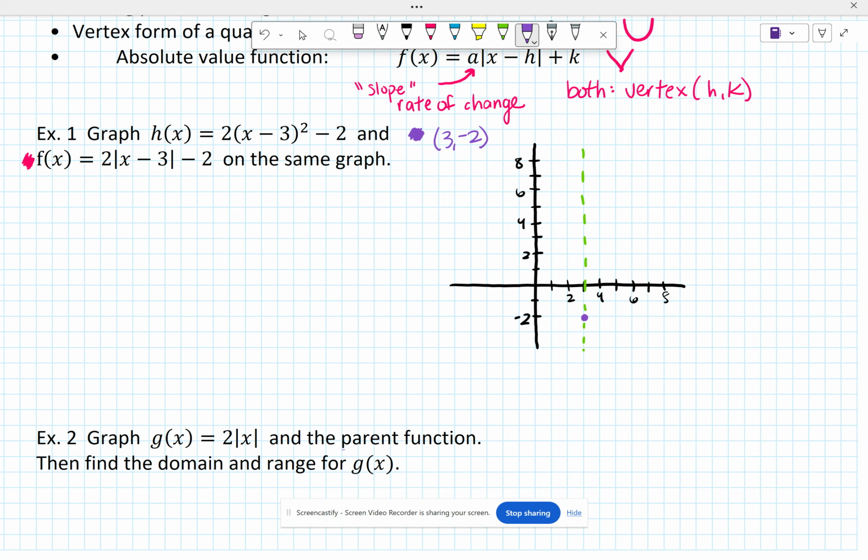And then for my parabola, I have my 1, 3, 5 pattern. Oh, no, I don't. I have double because of the 2. So instead of the 1, 3, 5 pattern, I'm going to double all of these because then I have an A value of 2. So over 1 up 2, over 1 up 6, and 10's not going to fit. I'll do the same to the other side. All right, there's my parabola.